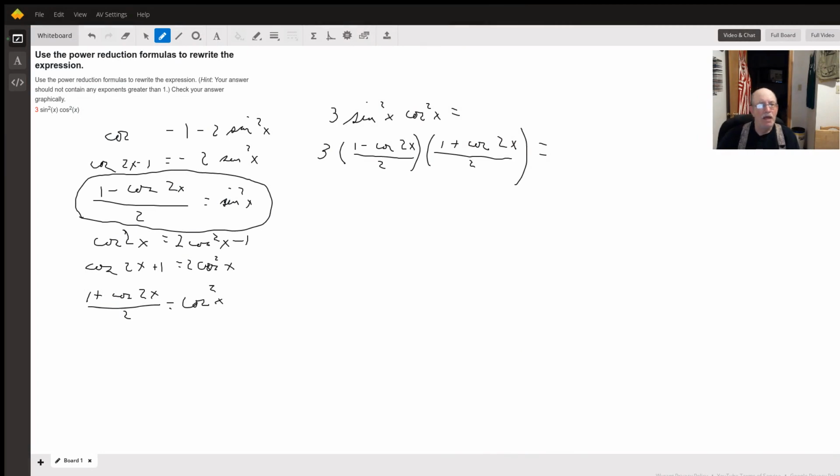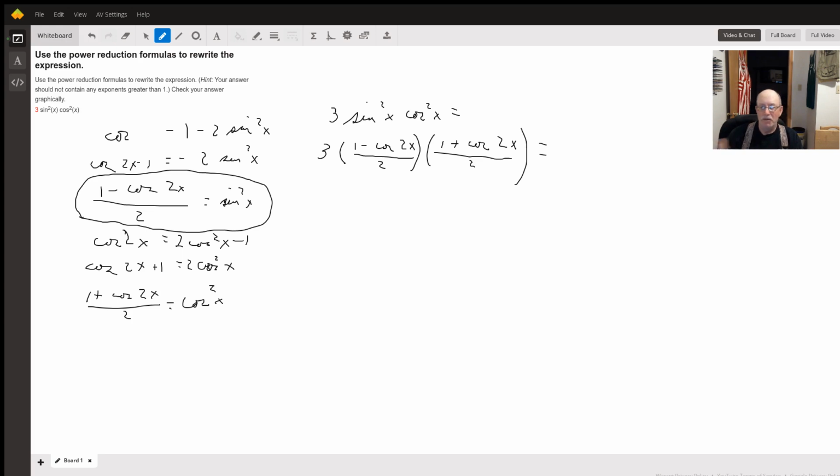Hello. Well, I'm assuming that is 3 times sine squared x cosine squared x. If it isn't, just ignore the 3's. But anyway, the power reduction formulas for sine squared and cosine squared come from the formula for double angles of cosine.